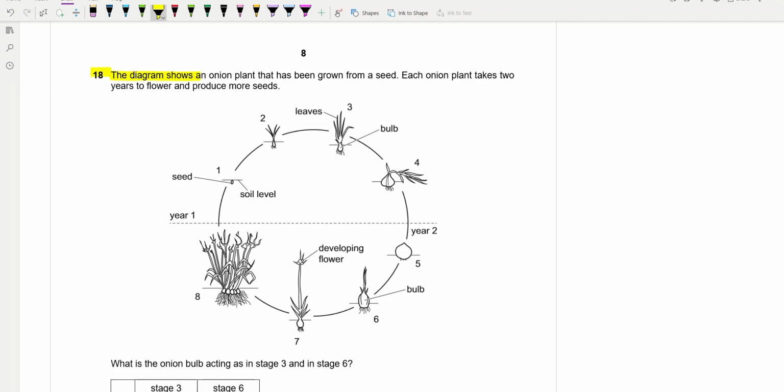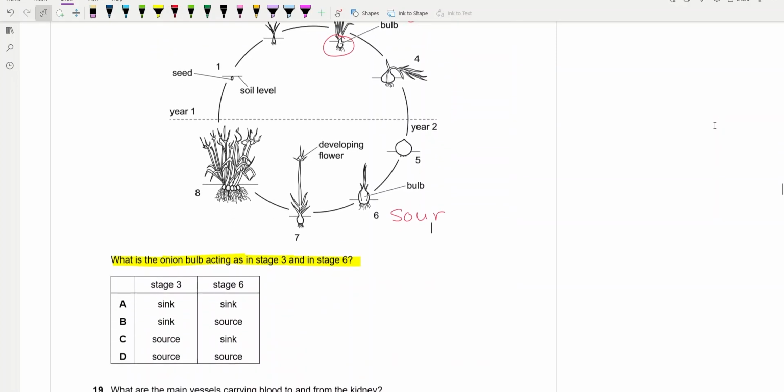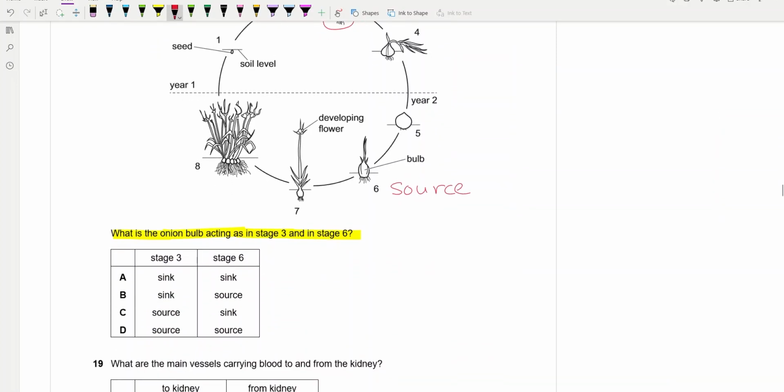Question number 18. The diagram shows an onion plant that has been grown from a seed. Each onion plant takes 2 years to flower and reproduce more seeds. What is the onion bulb acting as in stage 3 and 6? So in stage 3, it acts as a sink. It stores food inside, and in stage 6, it acts as a source. So the correct option would be option B.